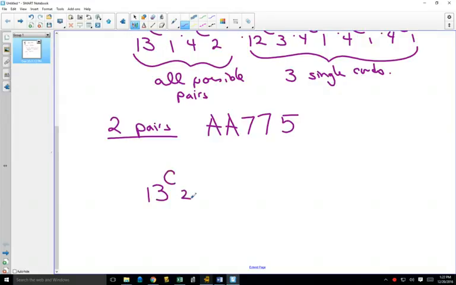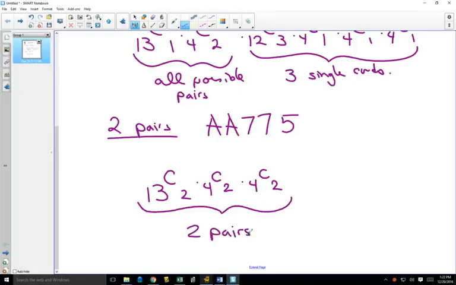If you choose aces, how many aces are there? There's 4 aces, and you would need to choose which 2 aces you're going to use. If you look at sevens, there's 4 sevens. You need to choose which 2 you're going to use. This together will give us 2 pairs.